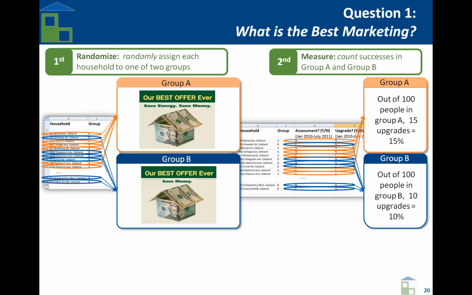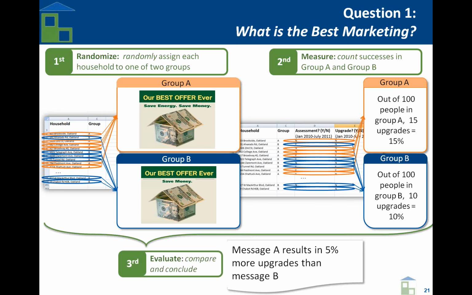Okay, step two is to just count the number of successes. So out of 100 households in group A, 15 households got upgrades, which is 15%. And in group B, 10 households got upgrades, so that's 10%. So then step three is to compare group A to group B. So here we can say that message A resulted in 5% more upgrades than message B. And again, later I'll get to the part where we decide whether this 5% difference is sort of a real difference or whether it's just chance.